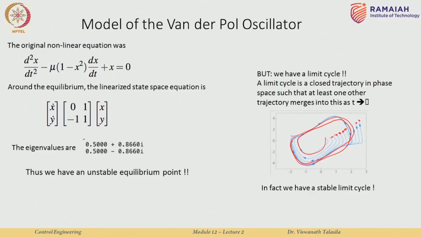So, we have seen the example simulation in MATLAB, where we obtain what are called limit cycles, as we see in this plot as well. We have seen the notion of a stable limit cycle, and we have also seen the notion of an unstable equilibrium point.